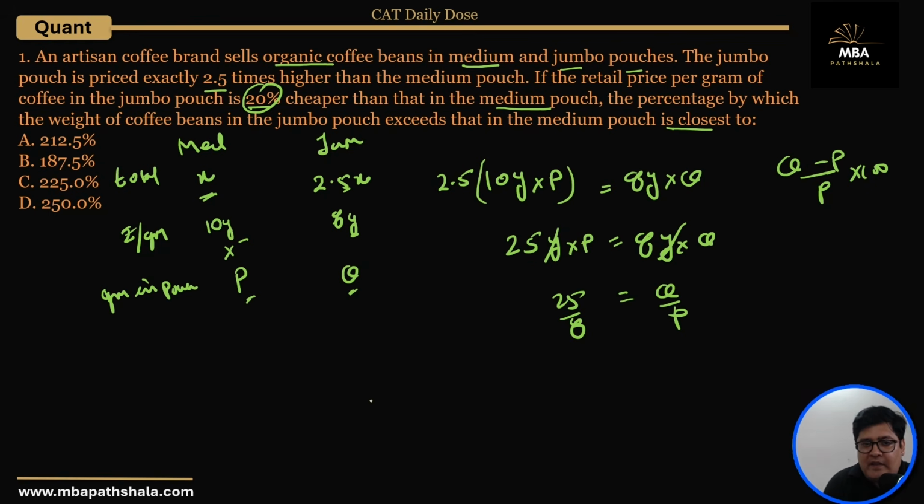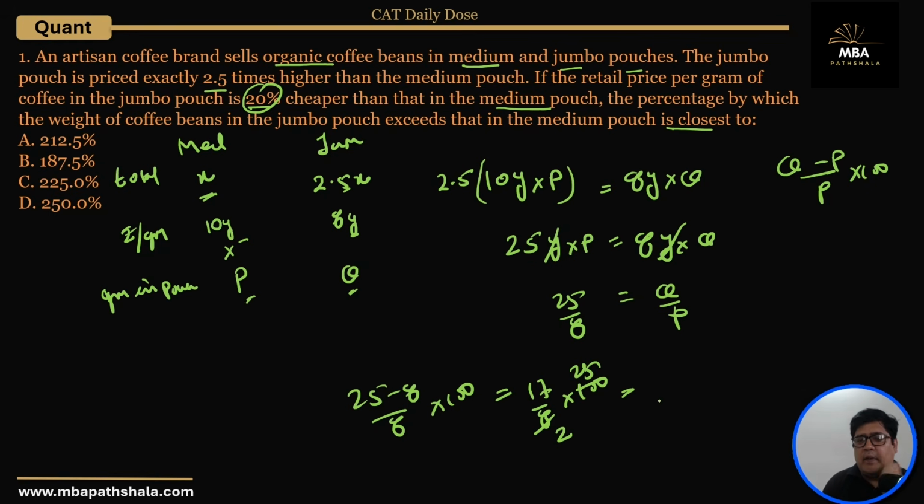If I put it here, this turns into 25 minus 8 upon 8 into 100. That is 17 upon 8 into 100. Whatever I can cancel, 4 into 2, 4 into 25. This is 425. 212.5 is the answer. The weight of coffee beans in jumbo pouch is 212.5% more than the medium pouch. Now this is pretty much a replica of a CAT question. If you're able to solve such kind of question, you're doing very well with your CAT preparation.